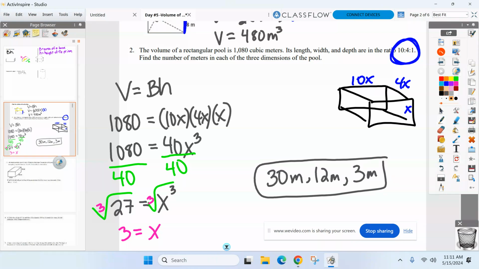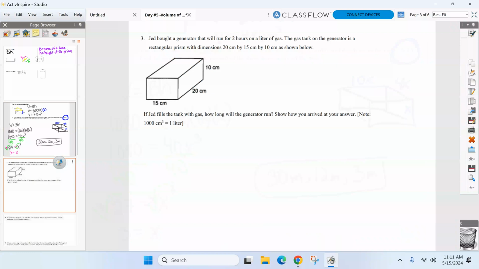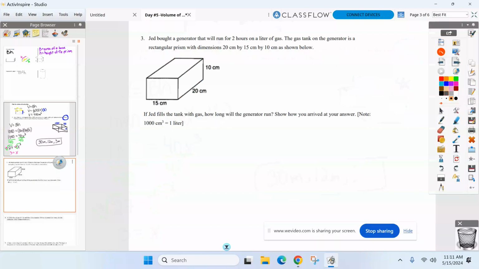Oh, we got to help Jet out. That was anticlimactic. Here we go. Let's help Jet out. He just bought a generator. I guess he's having power issues at the house. And lucky for us, his generator's in the shape of a rectangular prism. Go figure, kids. All right, there's a lot of information up there. I just want to know how long will this generator run for.